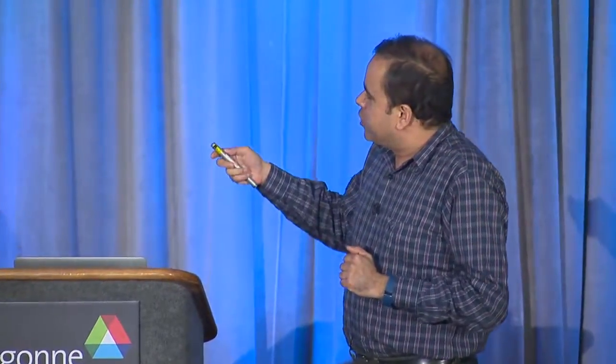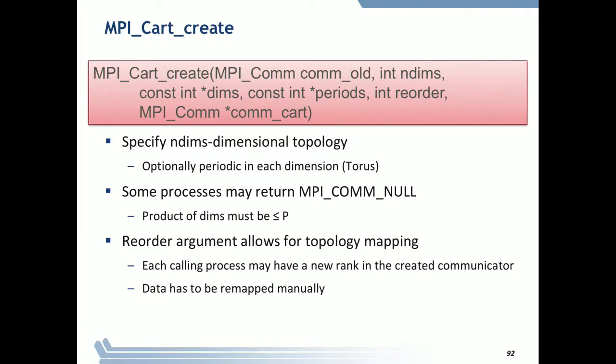So let's look at how you specify a Cartesian topology. Cartesian is a regular 2D or 3D grid. So this is easy. You pass the old communicator, which could be MPI COMM WORLD. You pass the number of dimensions in this process grid, 2D or 3D or any number. There is no restriction. Then you pass the size of each dimension, so is it x times y, or x times y times z, whatever it is.